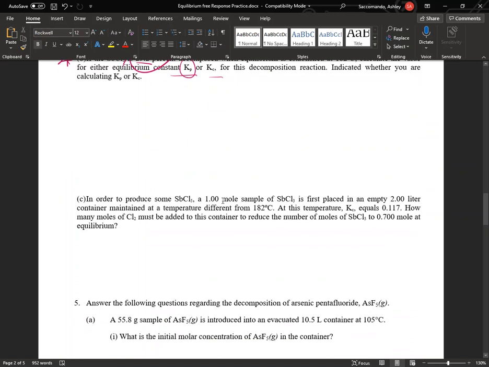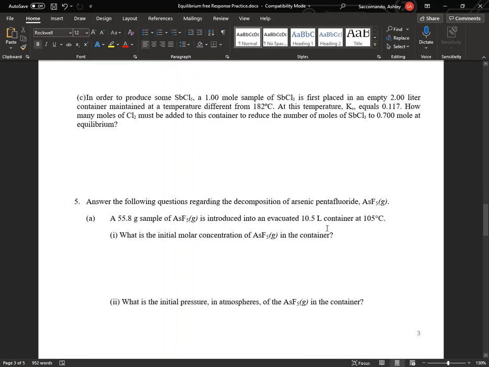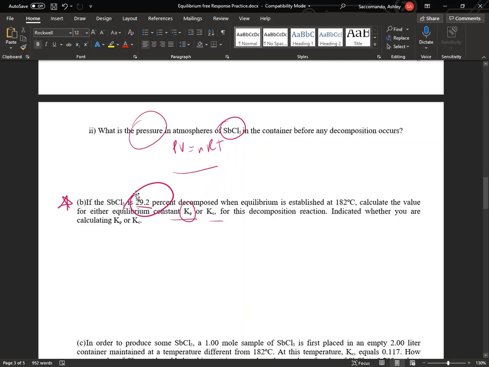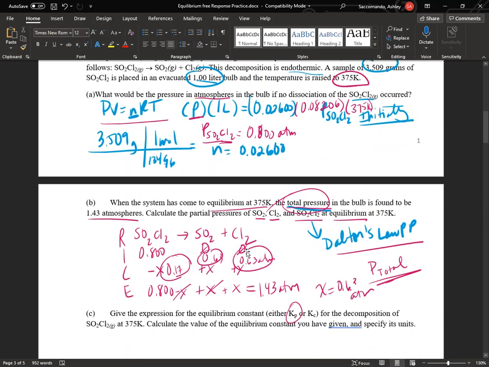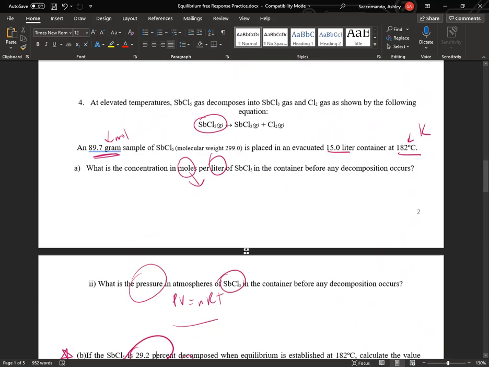1 mole placed in 2 liters, at a different temperature there. Is this temperature equal? Kc equals, how many moles must be added to reduce the number of moles to 7.0? I don't know about that one, but I'm sure that's another RICE table type problem because you have a new K value. So the percent one, that's a good one. And on here, the ones where you're using the ideal gas law and the total pressure, that's another good one.